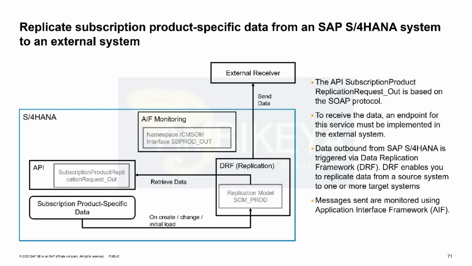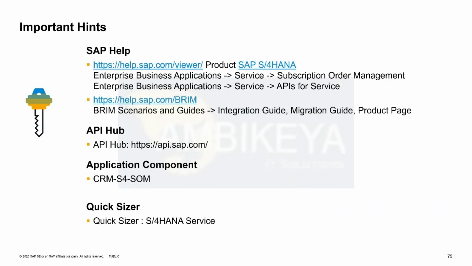I want to close my part here with some important hints. You find our sections under Enterprise Business Applications Service Subscription Order Management, or you can navigate also via Finance, BRIM, Subscription Order Management, and you will be redirected to the service part. The API documentation is in an own section, so it's Enterprise Business Applications Service and then APIs for service. There you will find the documentation for all of our APIs.